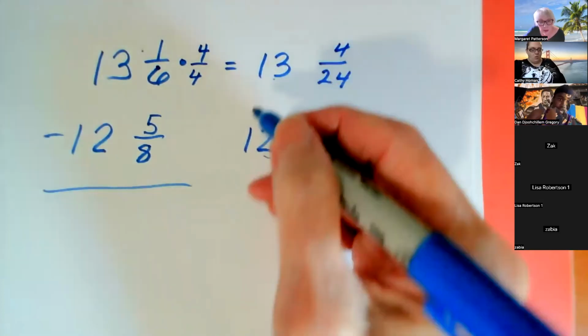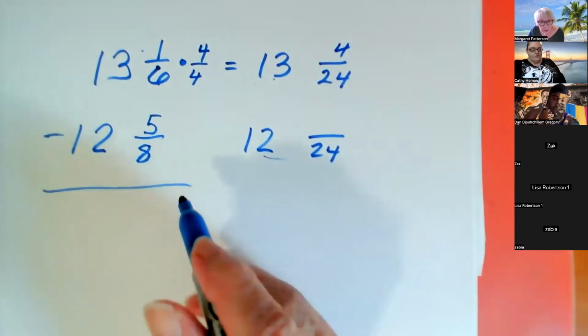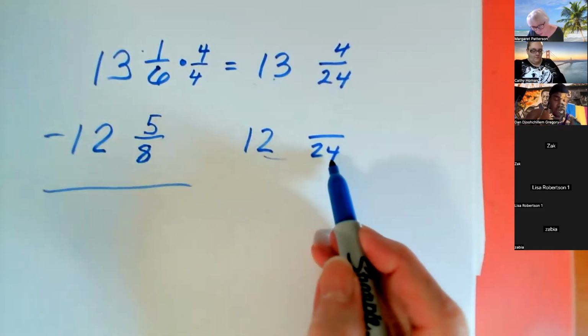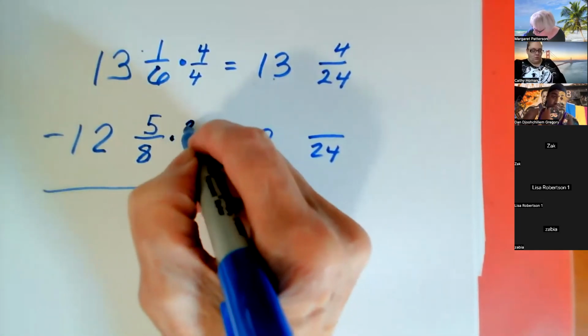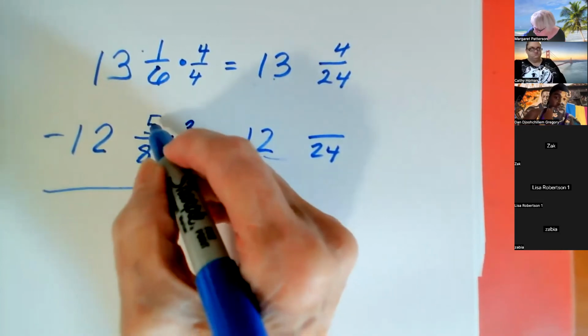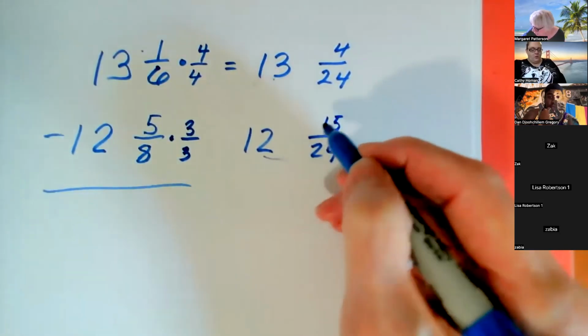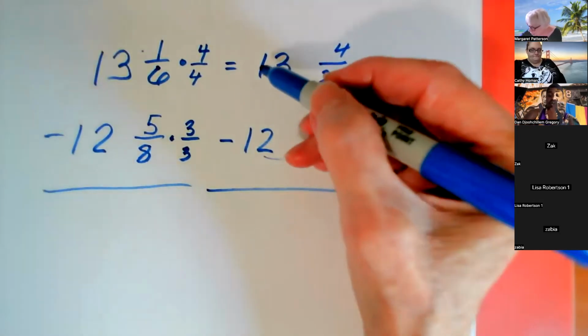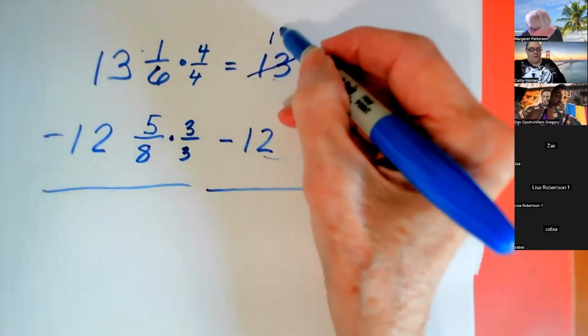I just copied the 13 over. This 8 needs to be 24. It needs to be 3. So 5 times 3 is 15, and you can see what happened. It's the same as before. It requires borrowing. So the 13 to borrow would be 12.